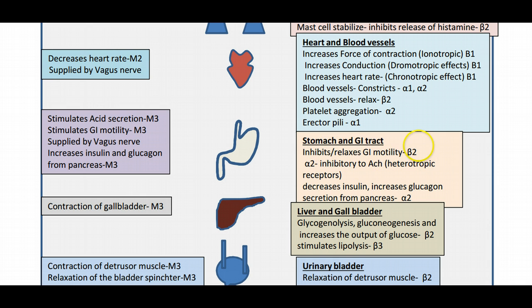On the other side, the sympathetic system will cause relaxation of the GI tract, or it inhibits GI motility, and that effect is mediated through beta 2 receptors. Whereas the alpha 2 receptor has a different role. We call it a heteroreceptor, where alpha 2, which is a branch of the sympathetic system, ends on the cholinergic system, that is, it inhibits acetylcholine release, thereby again relaxing the GI tract. It is also known to decrease insulin and increase glucagon secretion from the pancreas.